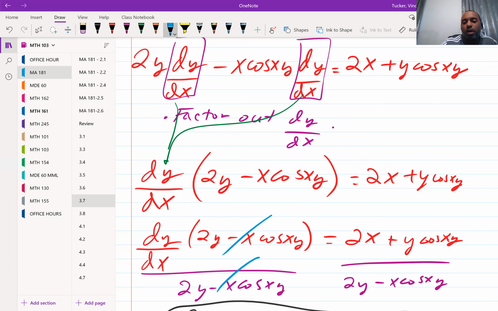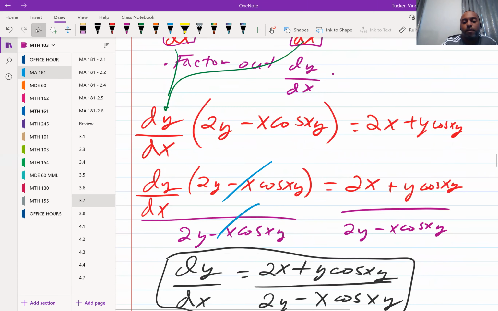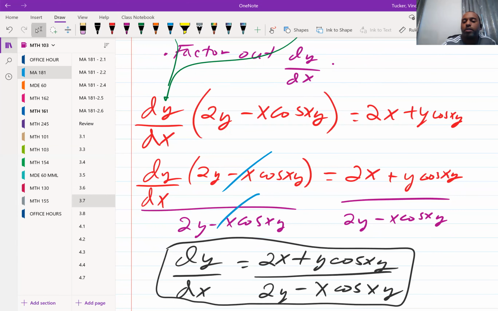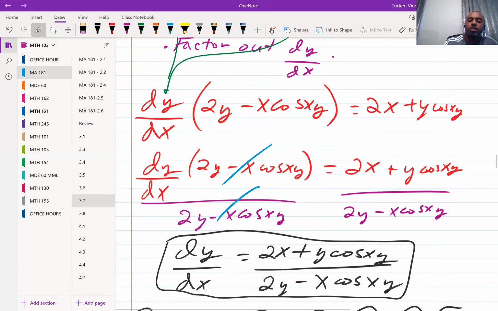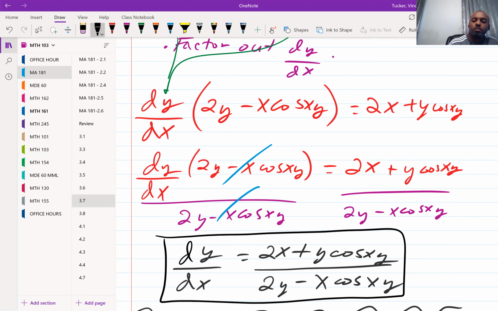Any problems? And that would be our answer. So dy/dx equals 2x plus y cosine xy over 2y minus x cosine xy.